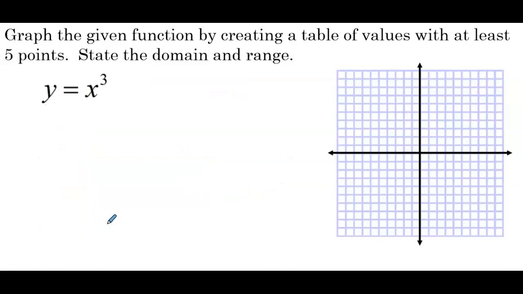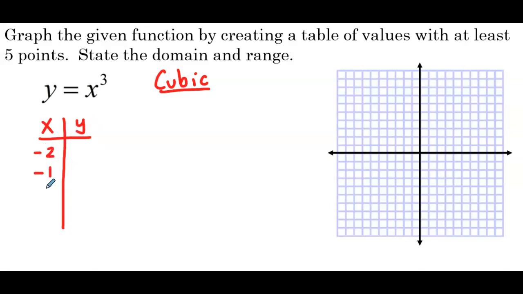Next up, we have y equals x cubed. And this we call the cubic function. So any function with an x cubed term would be categorized as a cubic. Again, let's set up our table of values. So x, y, negative 2, negative 1, 0, 1, 2 for the x value still.